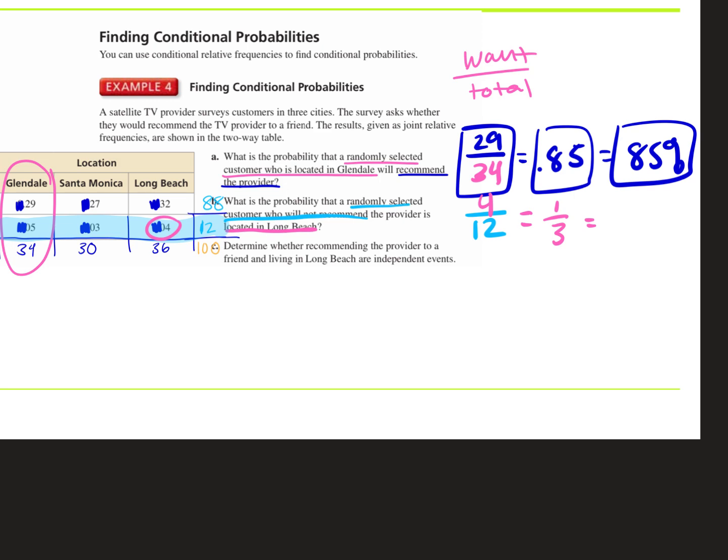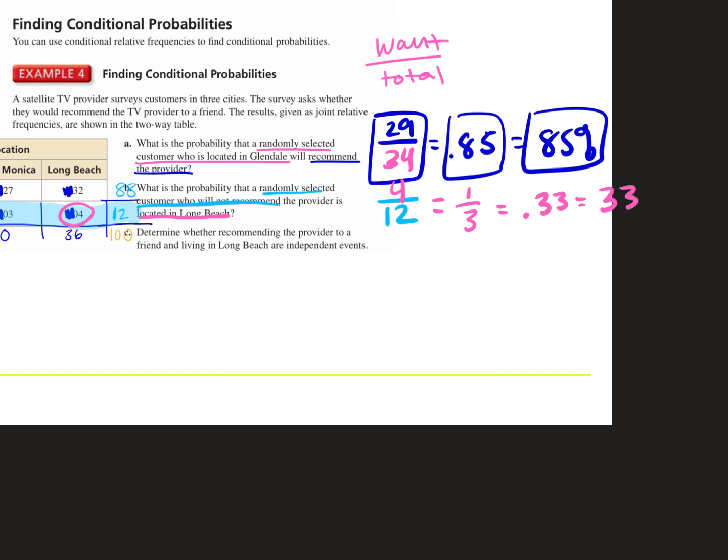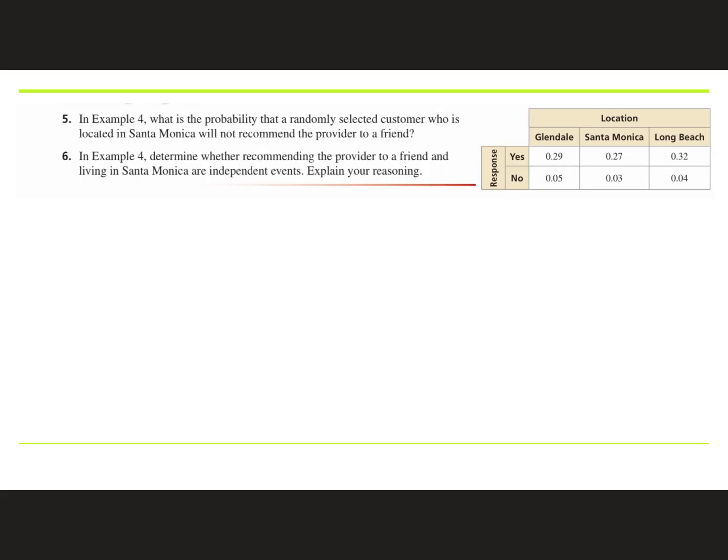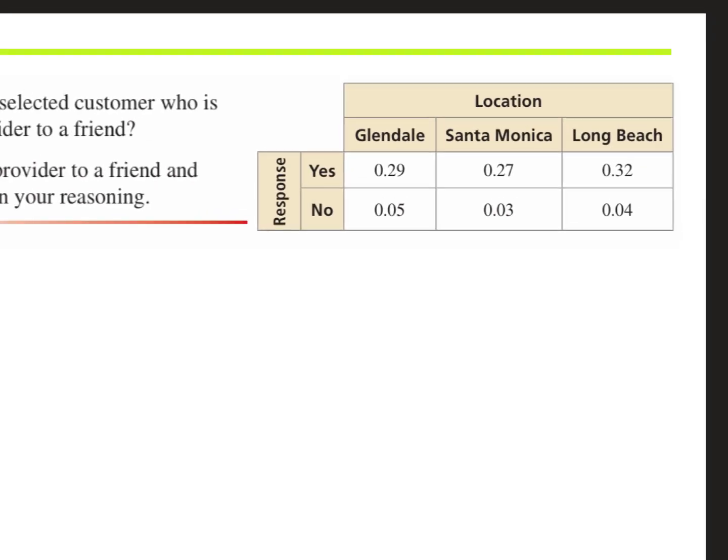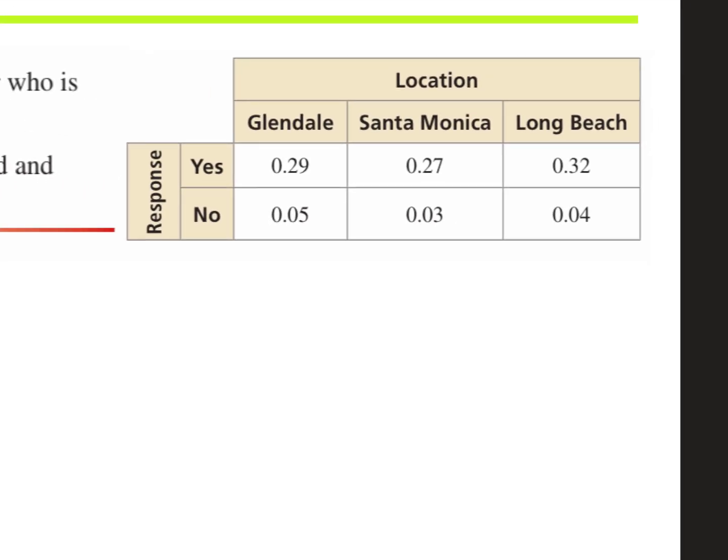Or we could leave it as a decimal, which would be 0.33. Or as a percent, which would be 33%. So any of these would be fine. You just can't leave your answer as 4 over 12 because that's not a simplified fraction. And then we're going to skip C. What's the probability that a randomly selected customer who is located in Santa Monica will not recommend the provider to a friend? First thing we want to do is find the totals. This is the same chart that we did in the last page.